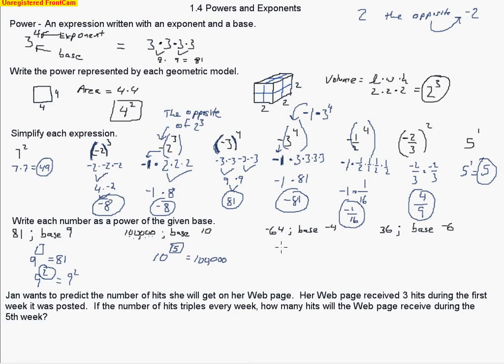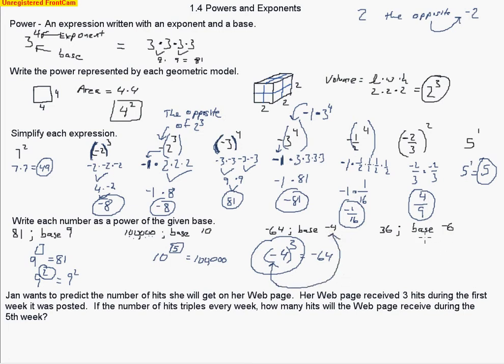Here we have a base of negative 4, but we want to get negative 64 as the answer. So notice that the base is negative 4, so I need to put the negative 4 in parentheses. Now how many negative 4s make negative 64? 3 of them do. So there is our answer right there. But notice those parentheses needed to be there because the base is negative 4.